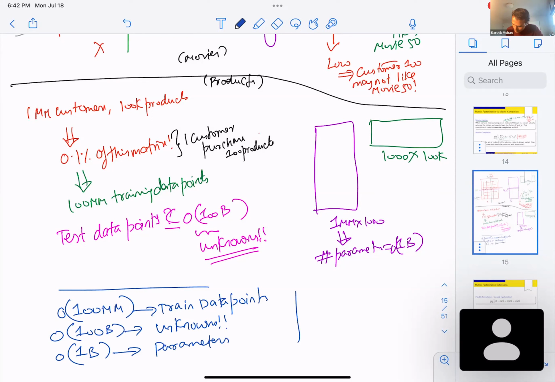So is this underfitting, overfitting, or which scenario are you falling under? Or none of the above? Anyone? Under.